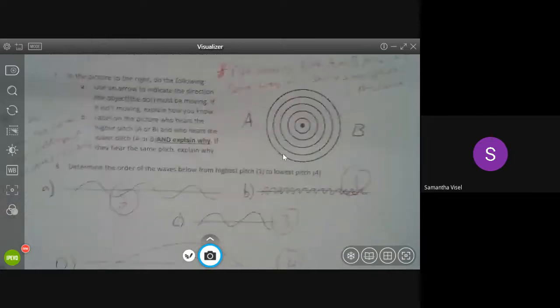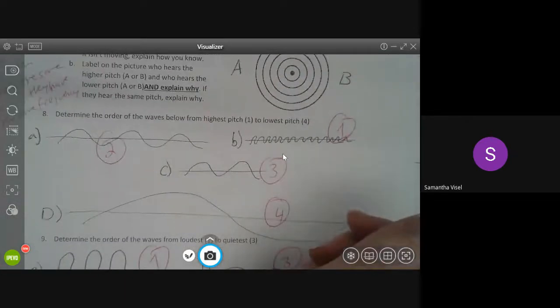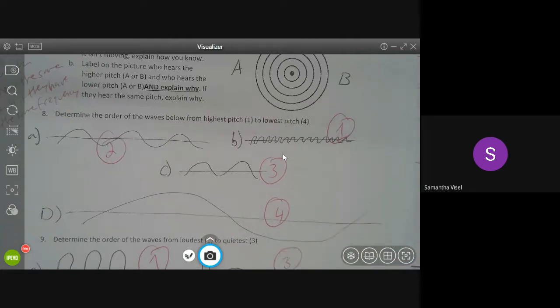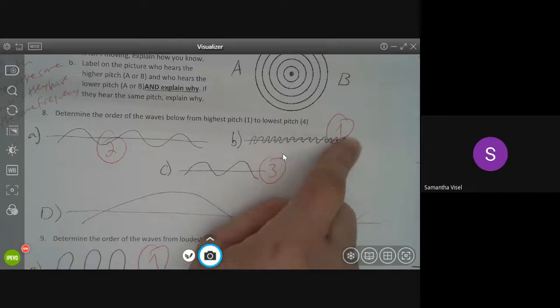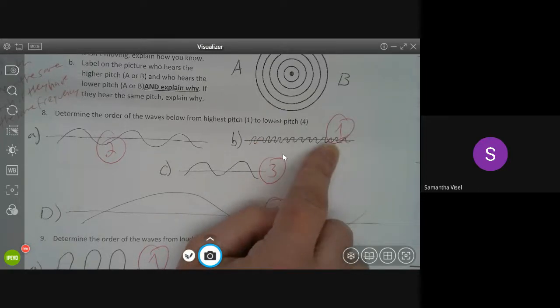With our next one, we had to determine the order of the waves from highest pitch to lowest pitch. So pitch goes with frequency. So I want to find the wave picture that has the highest frequency, so the most waves occurring within the second's worth of time. And then kind of work my way backwards to the longest, most stretched out, lowest frequency wave. So B, I have a lot of waves occurring in a second's worth of time. So highest frequency, highest pitch.